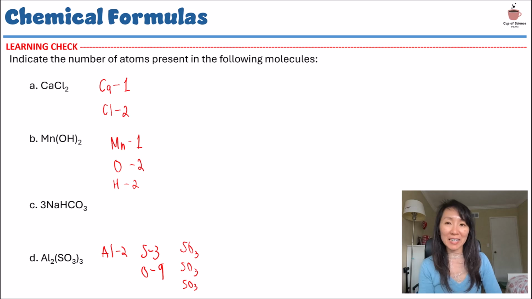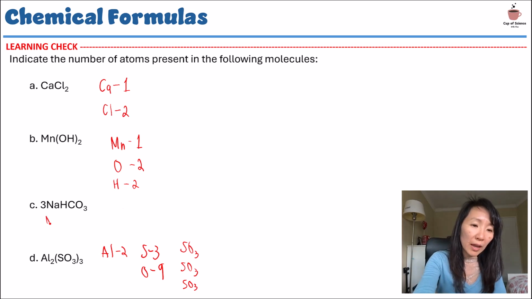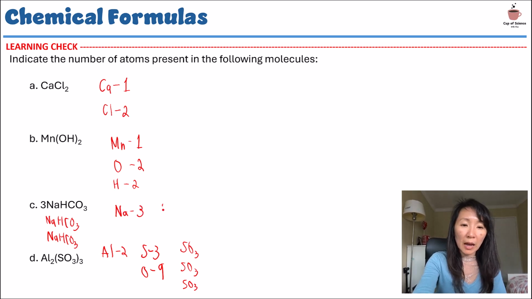And here is the key. Let's try this one, 3 of this entire molecule. This coefficient 3 is saying there are 3 of this entire thing. So I'm going to draw 2 more: NaHCO3, NaHCO3. There are 3 of them. So how many sodium are present? 3. How many hydrogen? 3. How many carbon? 3. And then how many oxygen? 9.